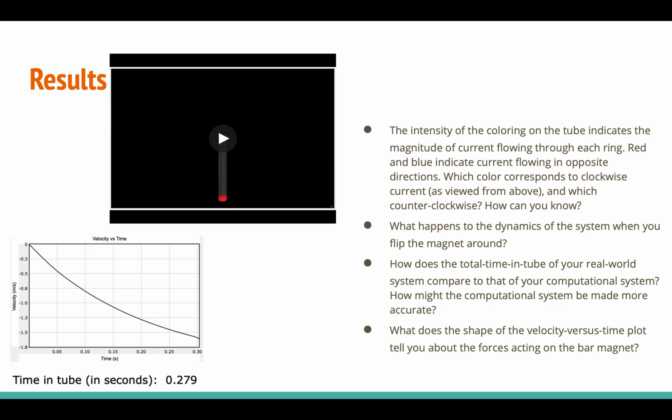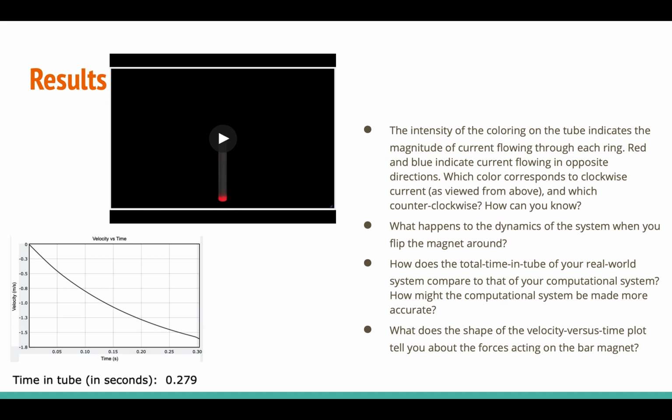How does the total time in tube of your real-world system compare to that of your computational model? How might the computational system be made more accurate? My time for the real life was slightly faster than that of the computational model. We may be able to more accurately predict this by ensuring that we account for environmental factors such as the cardboard within the aluminum tube, along with air resistance, and more.